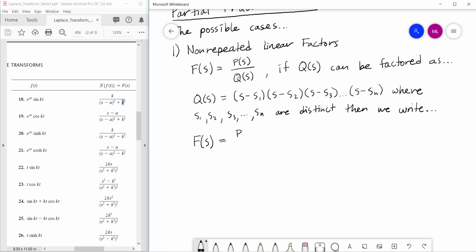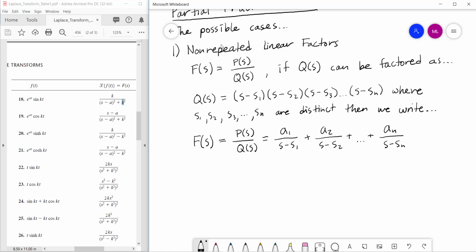It can look like this, or P of s over Q of s. Again, that's where we started. The goal is to have it look like this. We'll have some constant a1 over s minus s1 plus some constant a2 over s minus s2 plus dot, dot, dot, up to an over s minus sn. So the numerators are all constants.